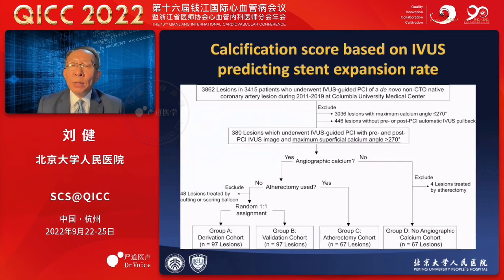And for the calcification score based on IVUS predicting the stent expansion rate, I think that's a very important study. That is a study enrolled with 3,862 lesions in 3,415 patients who underwent IVUS-guided PCI of a de novo lesion. And then if it is larger than 270, we found that's a threshold. And then we randomly randomized them.